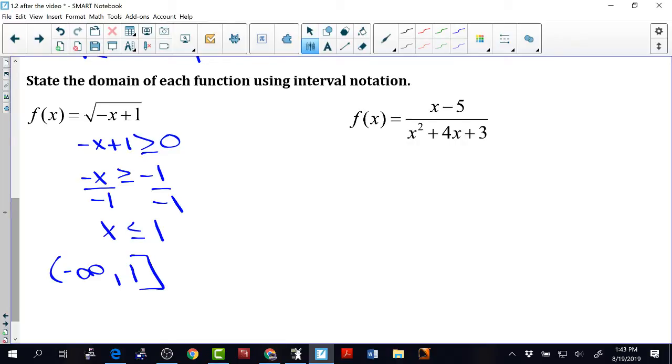When you divide by a negative on an inequality, you have to switch the signs. We can't take the square root of negative values. So we have to make what's under the radical greater than or equal to 0. That's positive. We have to keep it positive.